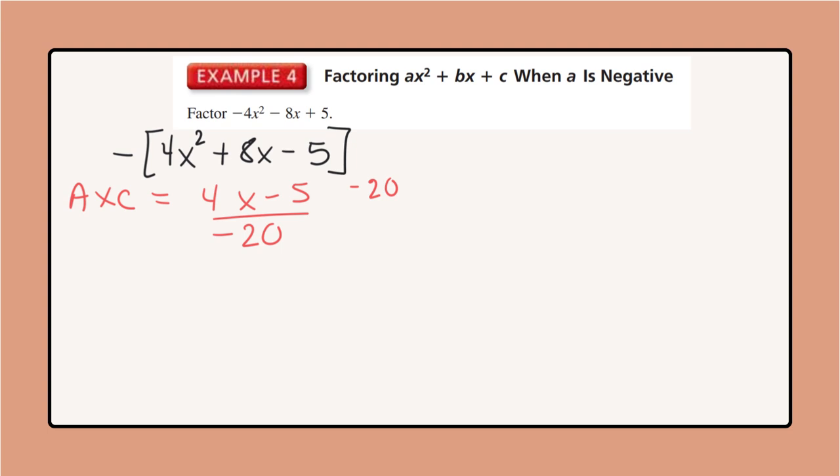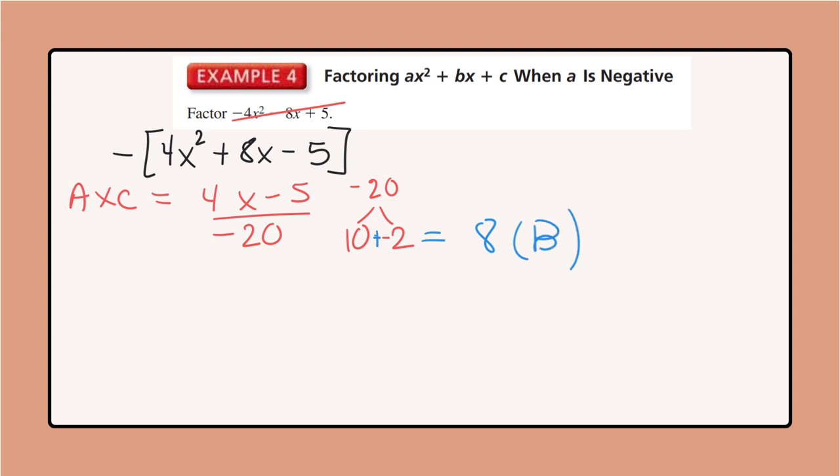What factors of negative 20? C is negative, so you're going to have different signs. Will give me positive 8. Remember, this is already done, so you can scratch off the first equation. We're now working with the equation we rewrote when we factor out the negative 1. So I know that 10 and 2 will give me 8. But which one will be negative? The 2, correct? Because C is negative, so two different signs. 2 is going to be negative. When added, this gives you positive 8, which is my B, correct?